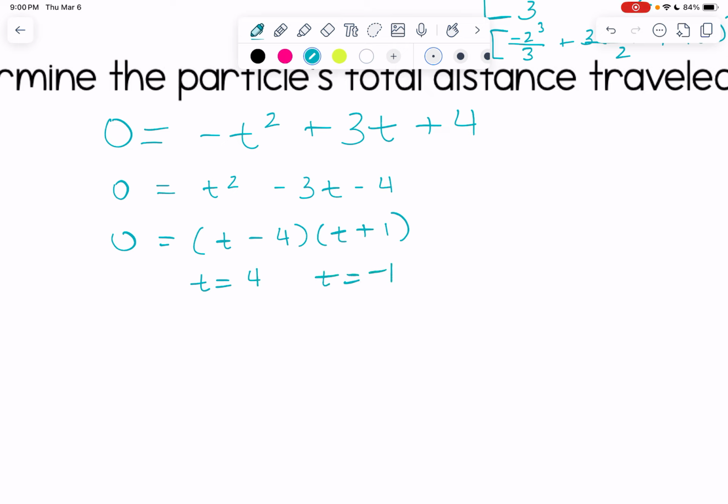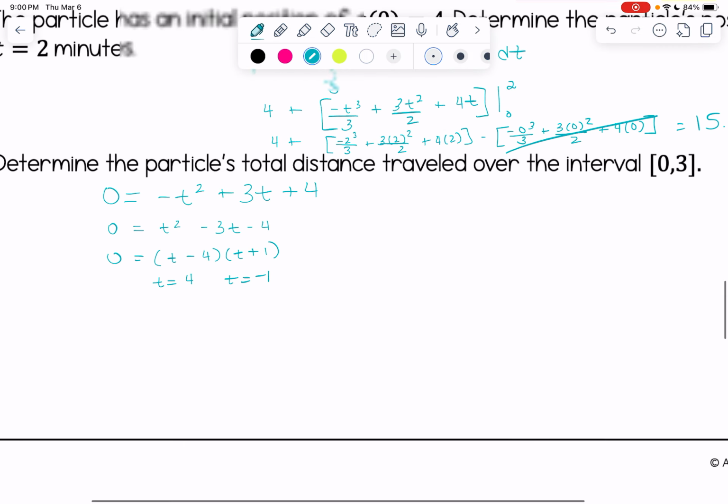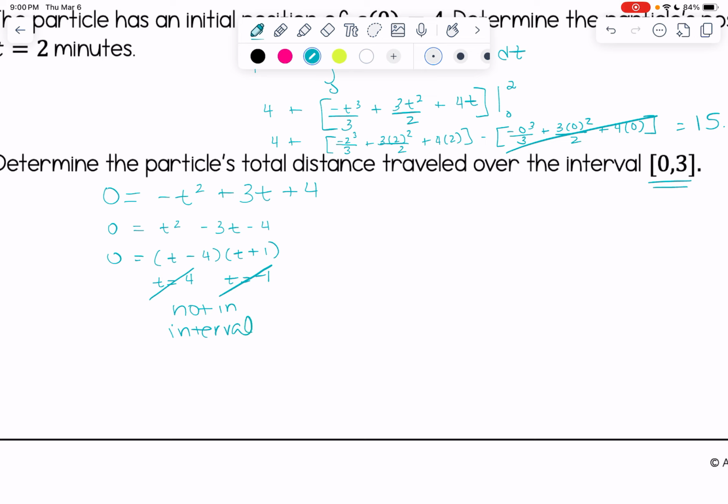So when we look at this here, and I zoom out a bit so we can see our interval, t equals negative 1 can't happen because we can't have negative time. But we actually don't even need to consider t equals 4 because these are just not in the interval. So that means that we don't have to address anything about the particle changing direction. We can just go to our calculator essentially and evaluate this integral. So the integral from 0 to 3 of the velocity function. And we know that we're going to get positives all around when we do that.